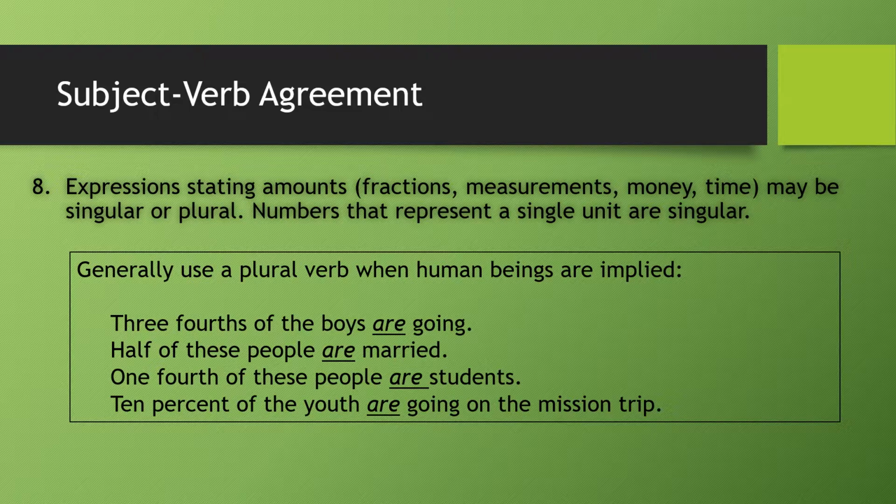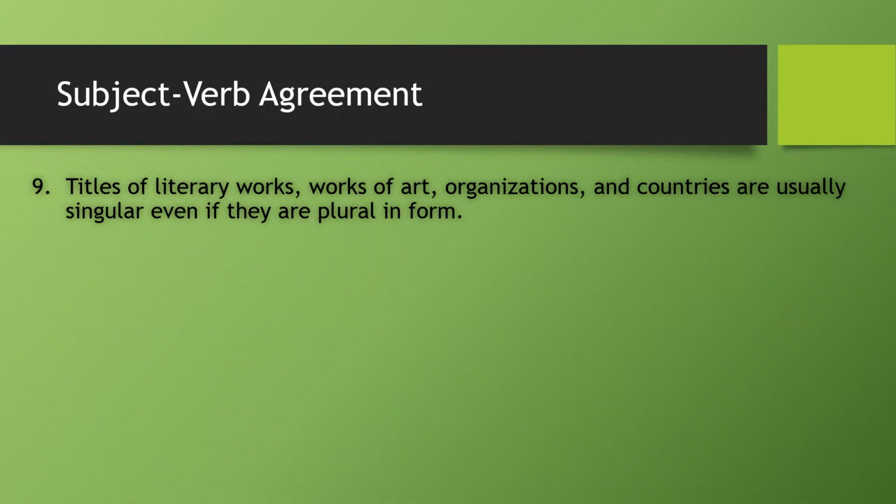When we're talking about units of measurement and referring to those units as a singular thing, an amount of dollars or amount of inches or whatever, then it's singular. But when those expressions stating amounts refer to people, they are going to be plural. Rule number 9. Literary works, works of art, organizations, and countries are usually singular even if they appear to be plural in form.